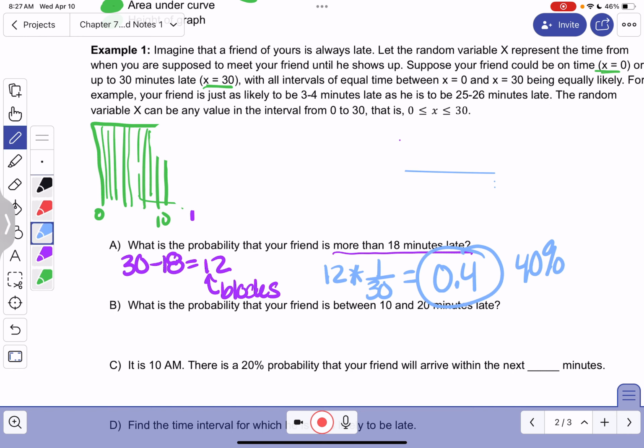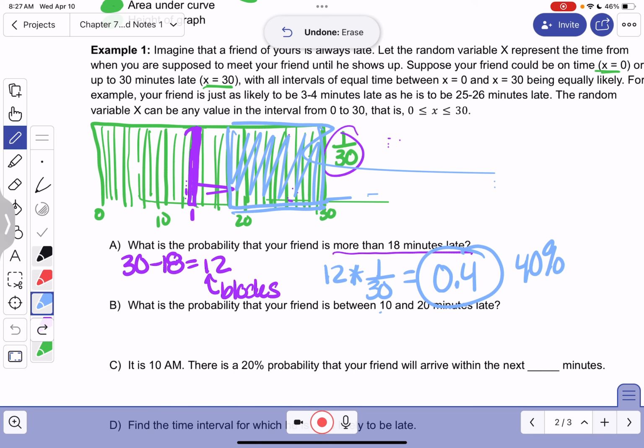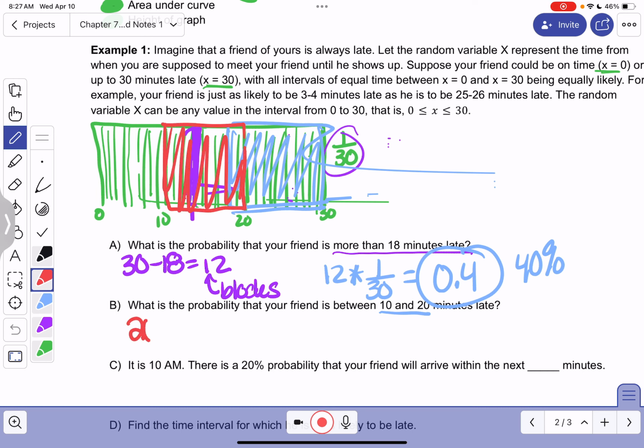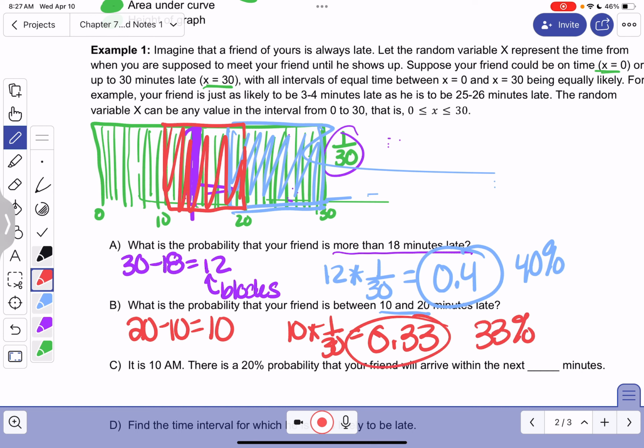Never mind. The probability that your friend is between 10 and 20 minutes late. Because they're all the same, we're doing between 10 and 20. So 20 minus 10 is 10 blocks. And then we do 10 times 1/30th, and we get 0.33 or 33%. So 33% chance they'll be between 10 and 20 minutes late, which makes sense. That's a third of the block.